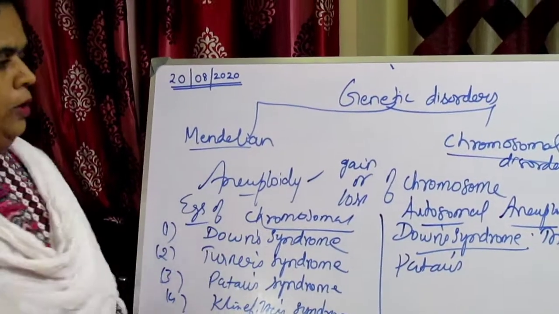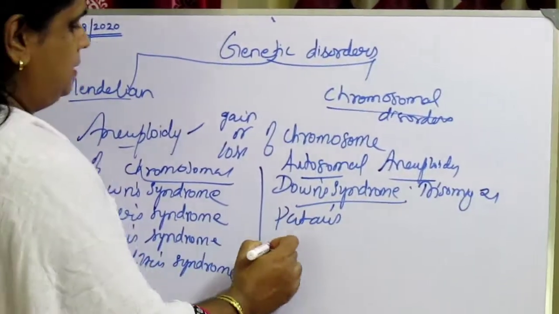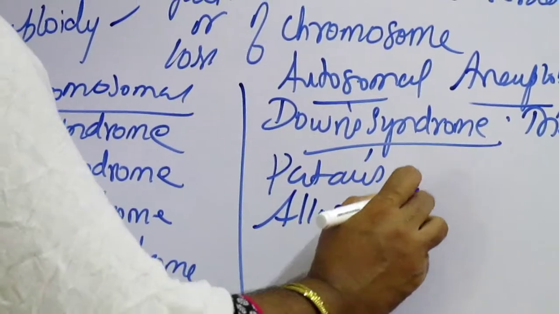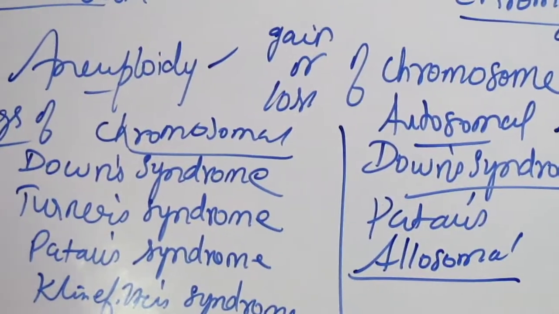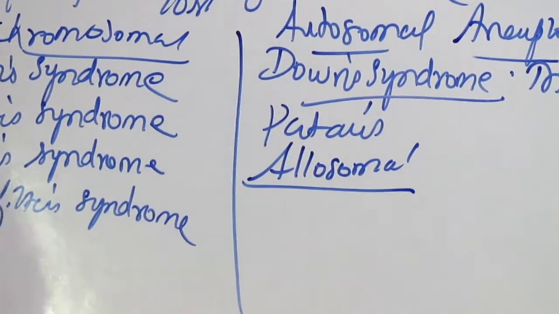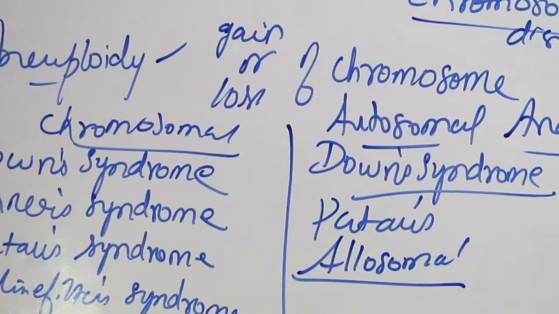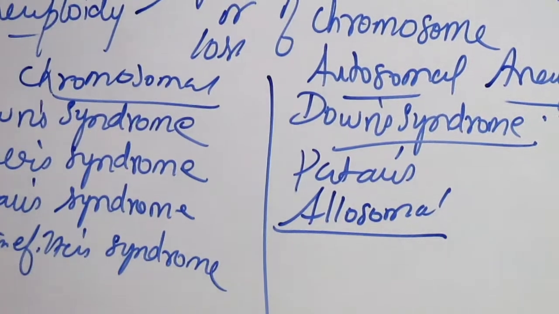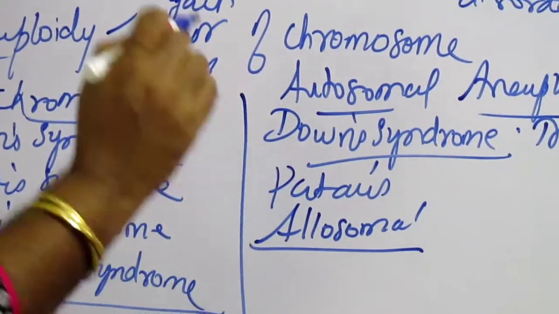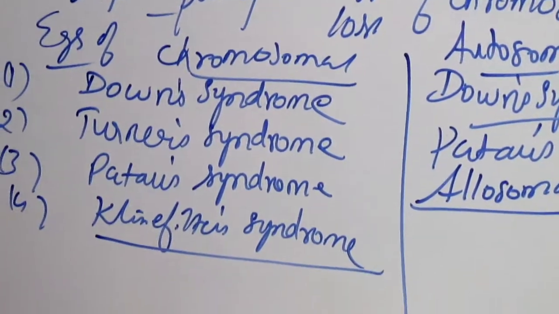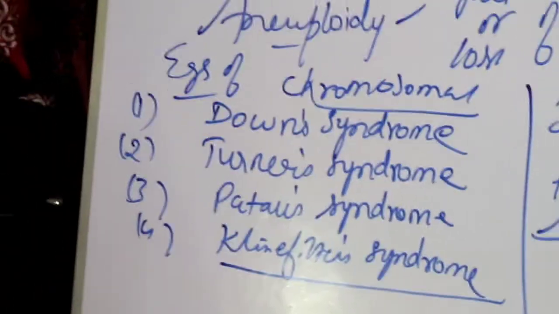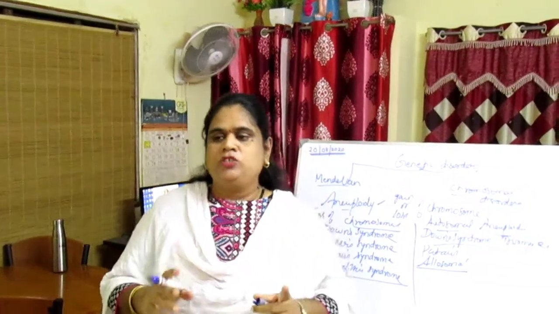Now we are going to talk about allosomal abnormalities, which are related to the sex chromosomes. Mitotic or meiotic non-disjunction of sex chromosomes causes allosomal abnormalities. Here we are going to talk about Klinefelter syndrome. Klinefelter syndrome is a genetic condition in which a male is born with an extra copy of the X chromosome.